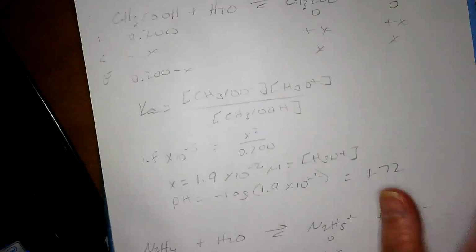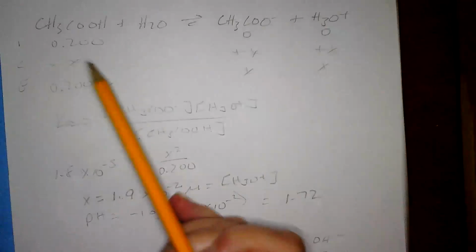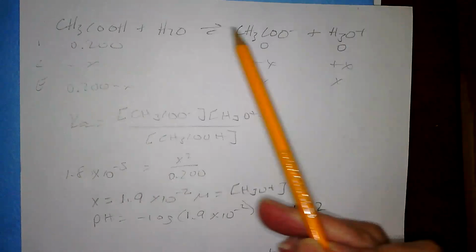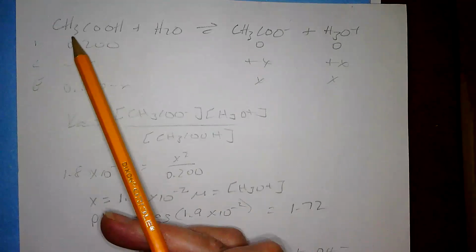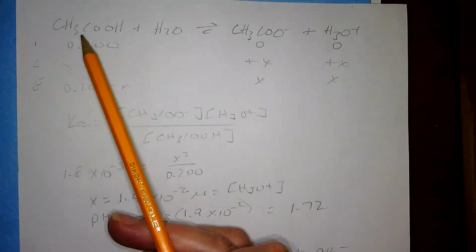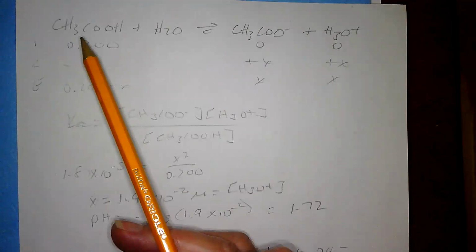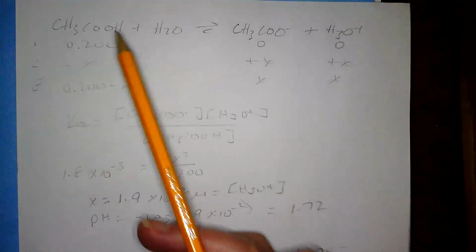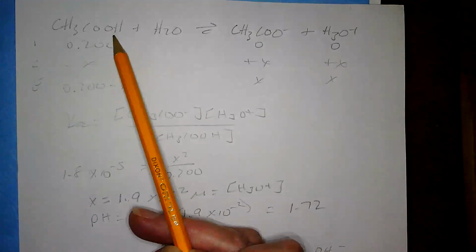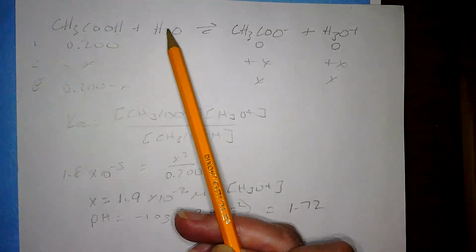All right, so let's take a look at that first question. So what we want to do first is write out that equilibrium reaction. So we've got CH3COOH, that's our acetic acid. It's going to react with water. Now, as a review, remember that acids donate hydrogen ions or protons, and bases accept them. So this proton here, this hydrogen ion, is going to go from the acid to the base.